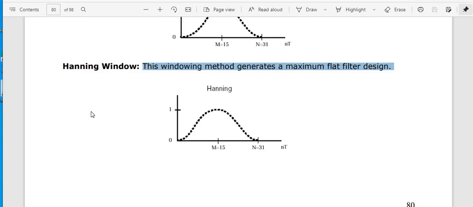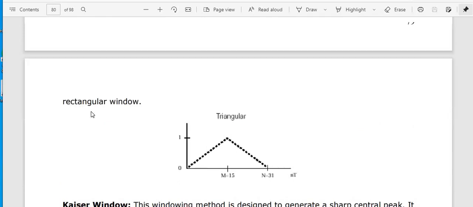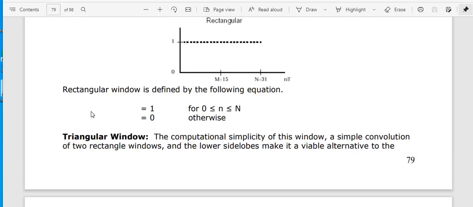Then, with the triangular window, what do we need to see? We have to see the filter designing. But what is the main thing we have seen in the triangular window? We said that a triangular window is a simple convolution of two rectangular windows. If you do the convolution of two rectangular windows, then the side lobe problem can be overcome by using the triangular or Bartlett window.